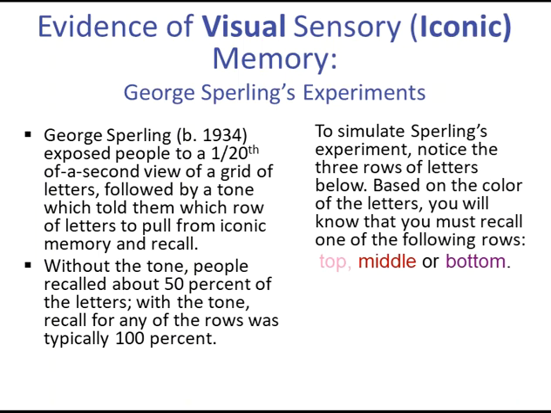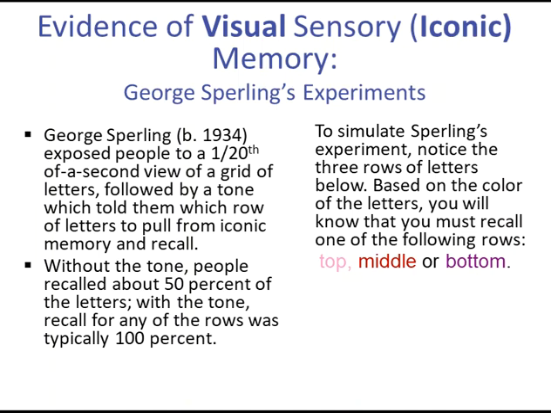To simulate Sperling's experiment, notice the 3 rows of letters below. Based on the color of the letters, you will know that you must recall one of the following rows. Top, you can see the color for the top. Middle, you can see the color for the middle. Or bottom, you see the color for the bottom. So when the letters appear, they'll be of a certain color, and that will tell you which row you should be paying attention to. Let's try it.